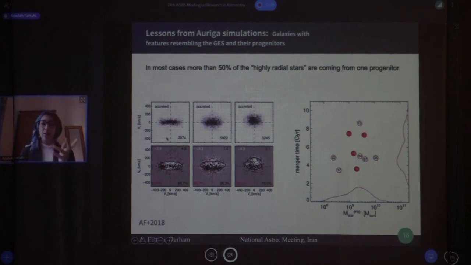We could identify about 7 or 8 of the Auriga halos whose stellar halo is very radial, at least in the inner regions around the solar neighborhood. So we identified 7 or 8 of these examples in the Auriga simulations. And we could actually go back and look at the origins. Where are these very high radial stars coming from?